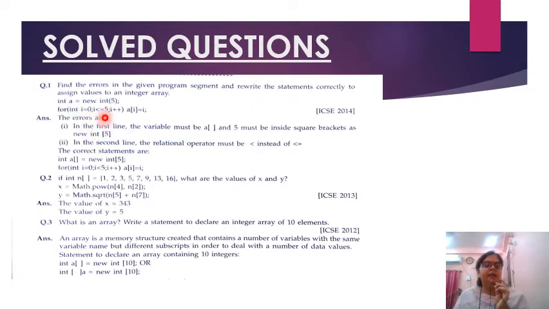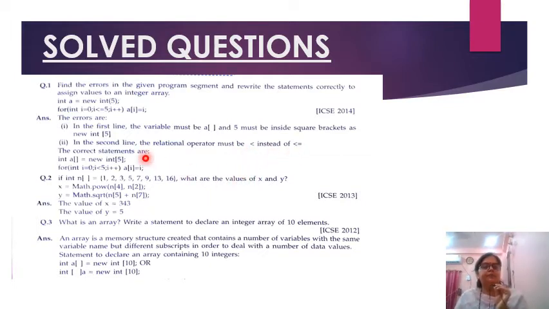Okay, the first error is there, and the second error is in i = 0, i <= 5. This is wrong. When i starts from 0, it should not be less than or equal to 5, it should be less than 5. This is wrong in an array because memory starts from 0. It will work till 4, and till 4 we will get 5 memory locations. So in the second line the relational operator must be less than instead of less than or equal to.